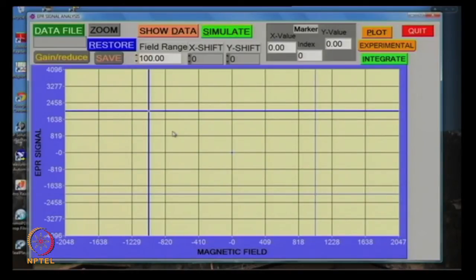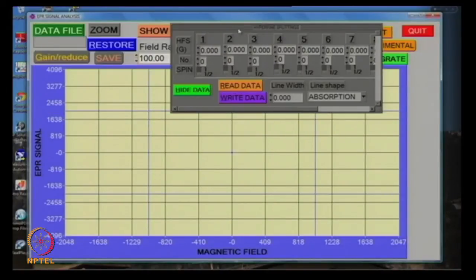To show how this works, one could initially calculate a spectrum by giving some known hyperfine coupling constants. Let us say one coupling constant is 1.2 Gauss. I can enter those values here. Here one can enter various coupling constants and the nuclear spin. This could be spin 1 or half, the number of such nuclei, and the coupling constant. Let us give the value of 1.2 Gauss, for a nucleus of spin half, and the number of such nuclei is only 1.